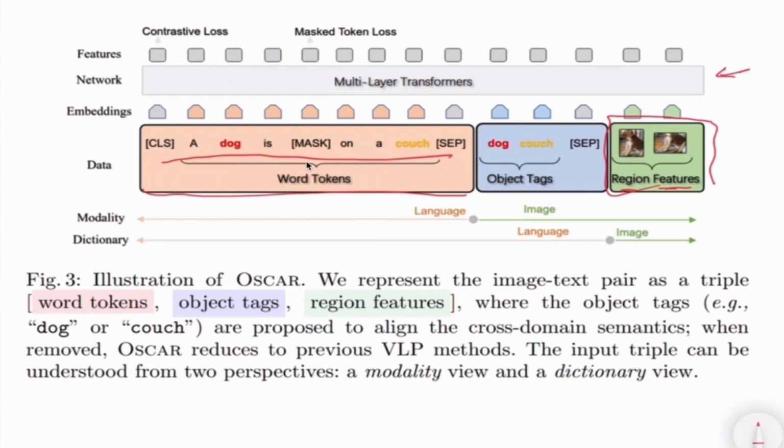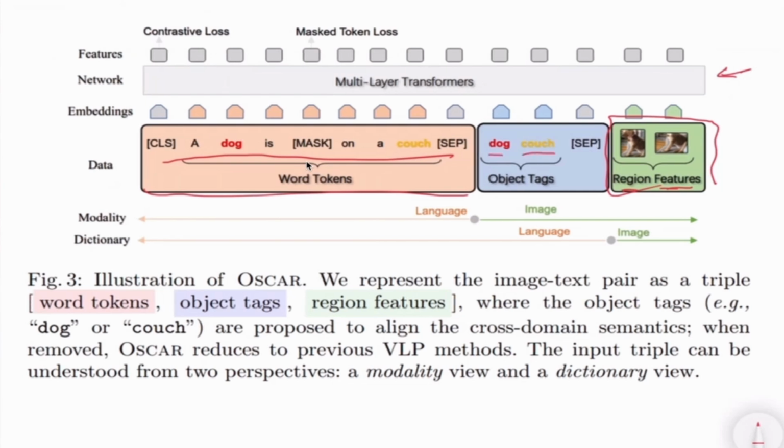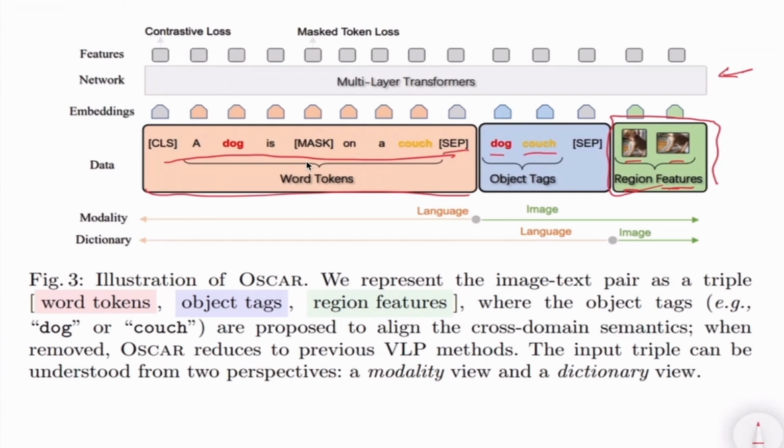In addition to that, they have something which is called object tags. These are what the object detector is giving you. The object detector has given you two objects, dog and couch, so the tags here are dog and couch. There are special tokens, for example the CLS token, a separator token for the words, and a separator token for the tags. That is standard. You add a particular position embedding for text and a particular position embedding for the object detector output, and so on. That is also pretty standard.